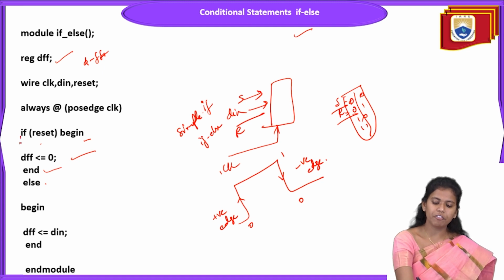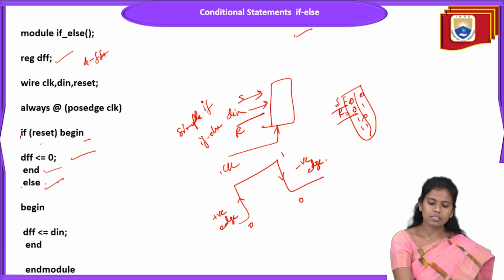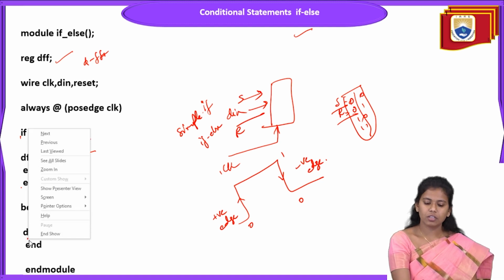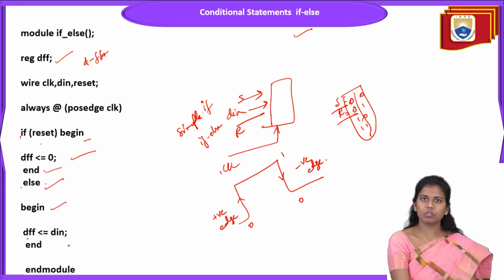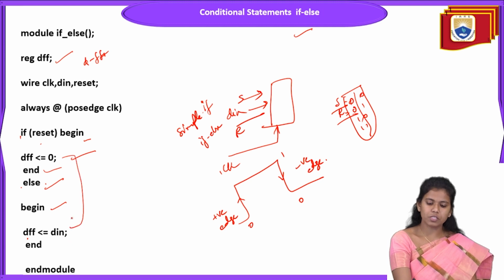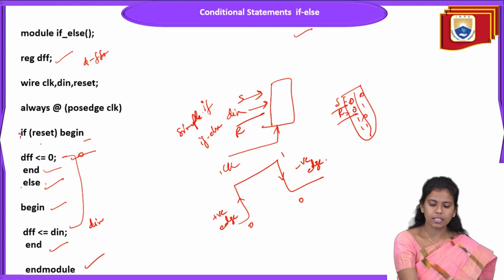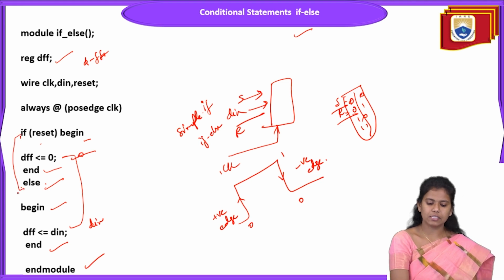Why? Because it is if else, right? So else, then I begin again with the condition D flip-flop less than or equals to D in. So here you have to observe, one is with respect to 0 and one with respect to input. Then finally end module. So this is nothing but the if else.